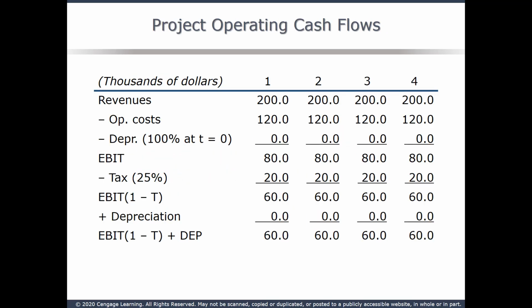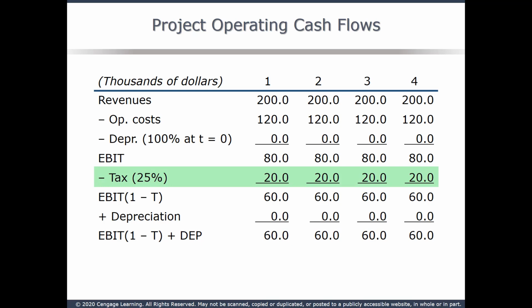Let's start putting it all in a pro forma statement format. Revenue, 100,000 units times $2 a unit, $200,000 a year. Operating costs, 60% of revenue, for $120,000 a year. There's no depreciation since the firm can deduct the entire expense in year zero. Revenue minus cost equals EBIT.